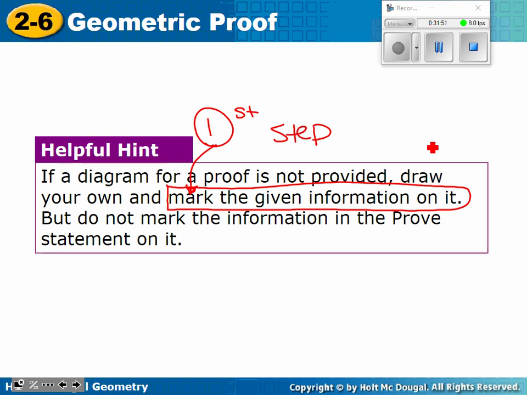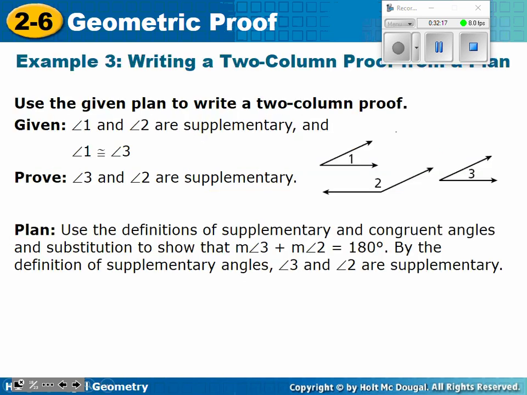Okay? Never, ever, ever mark what they tell you to prove on the picture. You don't know that yet. That's your goal. Do not ever mark what you're trying to prove on your picture until you get there at the very end. Okay? So mark your given, start your proof, mark things as you figure them out, but don't ever mark what you're trying to prove. That's your last statement. Okay.